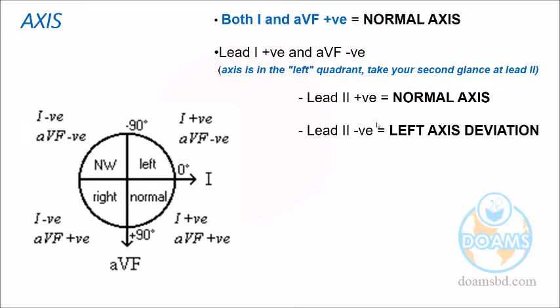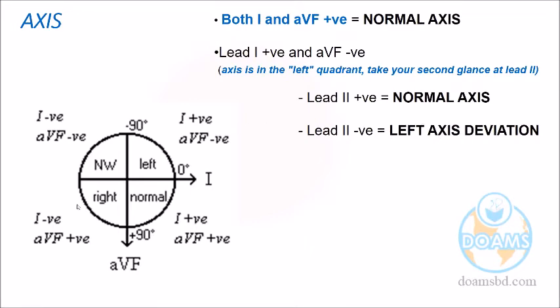To make it clear, we have to look at lead 2. If there is left axis deviation, lead 2 will be negative. Remember it. But if lead 1 is positive, AVF is negative, but lead 2 is positive, it will be a normal ECG. Lead 1 positive, AVF negative, as well as lead 2 negative, indicates left axis deviation.